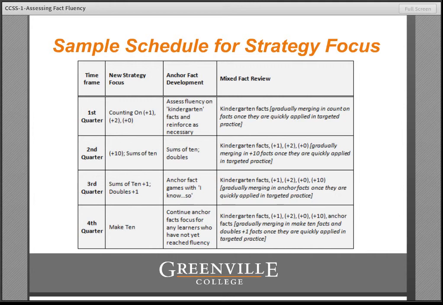So you could start out the year with a rough plan like this, and it's possible that the students could move a little faster than what I have planned. I'm going to have a certain amount that's flexible based on how they respond. But in the first quarter, my initial goal, my tentative goal, is for the new strategy focus to be on counting on +1, +2, and then eventually +0.